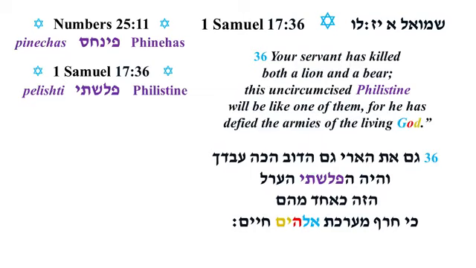1 Samuel 17:36. This is David and Goliath, right? And David says, I'm going to go fight this 9-foot Philistine. And the people were like, are you sure? The king is Saul. Are you sure you can do this? And David says, your servant has killed both a lion and a bear, and this uncircumcised Philistine will be like one of them, for he has defied the armies of the living God. The Philistine begins with a pay, Philishti in Hebrew.